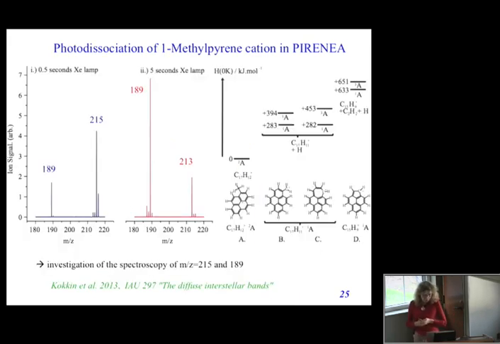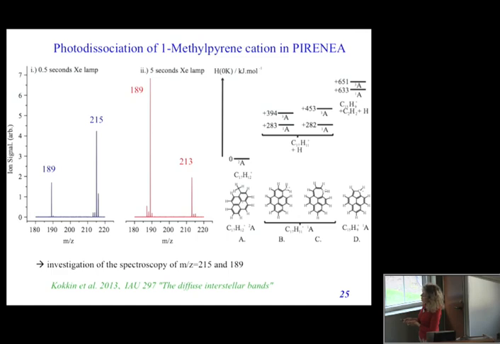So the next step is to look at the photodissociation products. Using the xenon lamp, we dissociate methylpyrene. Methylpyrene is mass 216, and we have 2 main products. With 0.5 seconds of the lamp, you see 215, so one hydrogen loss, and 189, which is a further C2H2 loss. So these are the structures that have been calculated.